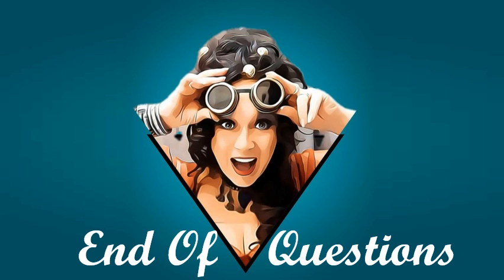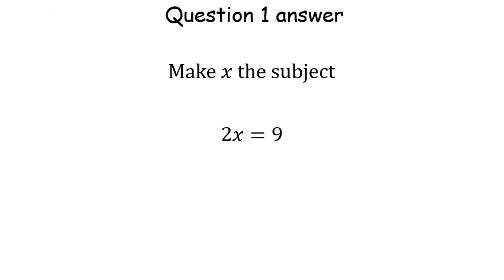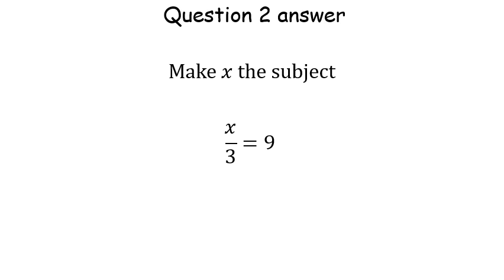That's the end of the questions. Let's move on to the answers. Question 1. X is multiplied by 2, so we need to divide both sides by 2, getting x equals 9/2. Question 2. X is divided by 3, so we need to multiply both sides by 3, getting x equals 27.